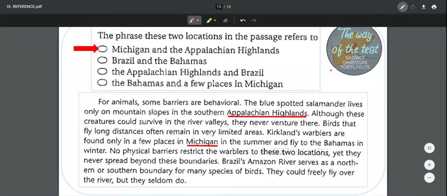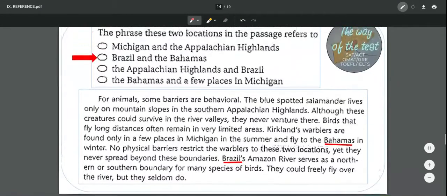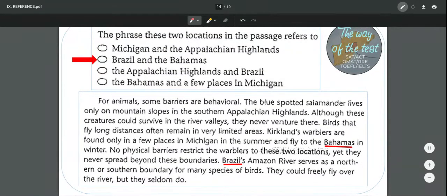You know, it's the Appalachian Highlands, then I'm finishing this sentence, then I finish in this other sentence, then I finish in this other sentence, and then it comes the reference, right? So it's way too far back to be referring to it. I already changed the subject too many times, so I wouldn't be referring to them. So we have Brazil and the Bahamas. So here's the Bahamas and here's Brazil.